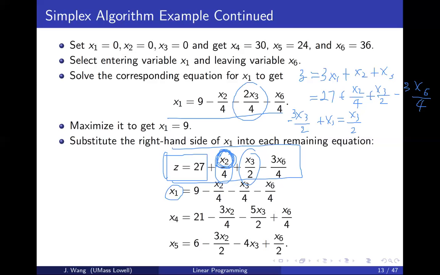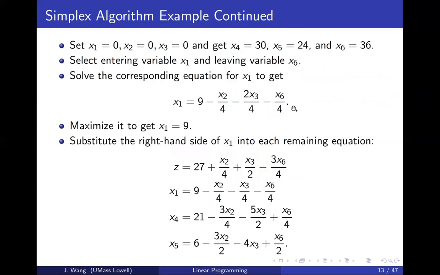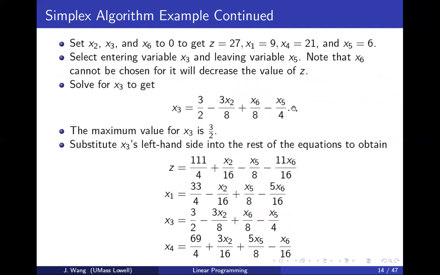The value of x1 is already determined. We're going to say, okay, which one are we going to do? Maybe we can either pick x2 or we can pick x3. And this one is easier to work with. So we're going to pick x3 and move it to the left and move x5 to the right. So that's what we do here.